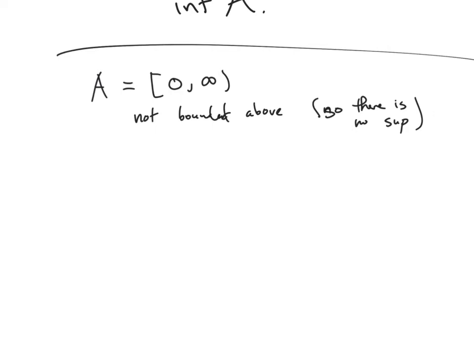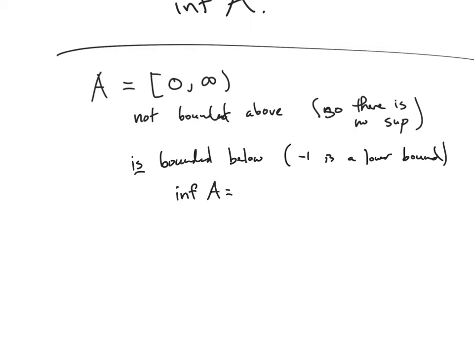Can you give me an example of a number which is a lower bound? -1 is a lower bound, right? So it is bounded below. For example, -1 is a lower bound. Great. That means we can talk about the inf. The inf means greatest lower bound. What do you say? It is 0.